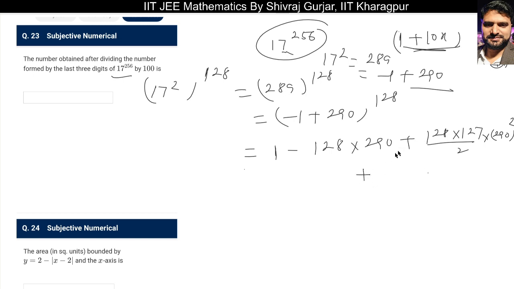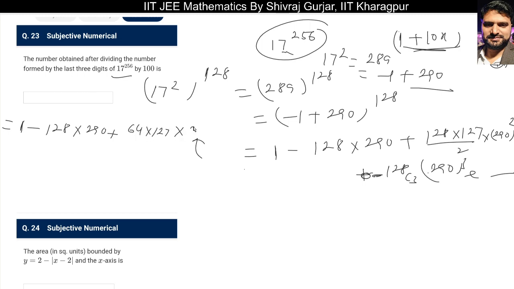Plus 128C3 into 290 cube minus, and so on. So this will be like 1 minus 128 into 290 plus 64 into 127 into 29 square into 100, minus, and so on.